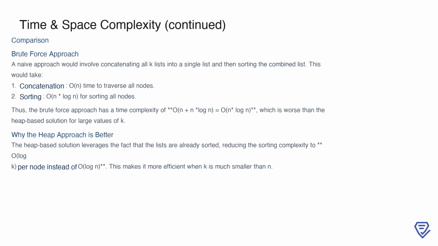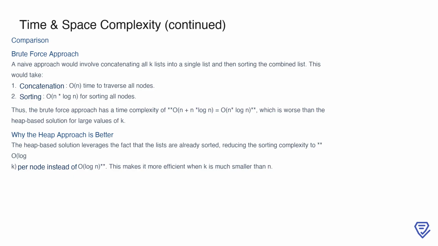Let's compare this heap-based approach to a brute force method. In the naive approach, we would concatenate all k lists into one combined list, which would take O(n) time to traverse all nodes. After that, we would sort the combined list, requiring O(n * log n) time. This makes the total time complexity O(n + n * log n), or simply O(n * log n), which is less efficient than our heap-based solution, especially for larger values of k.